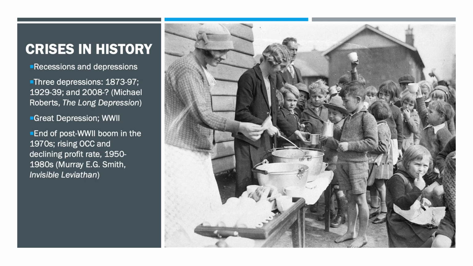In the second edition of his fantastic book, Invisible Leviathan, Murray Smith looks at theoretical and empirical contributions from Marxist economists, including himself, concerning the U.S. economy from the 1950s to today. Smith shows how a rising organic composition of capital prompted a dramatic decline in the rate of profit between 1950 and the 1980s.